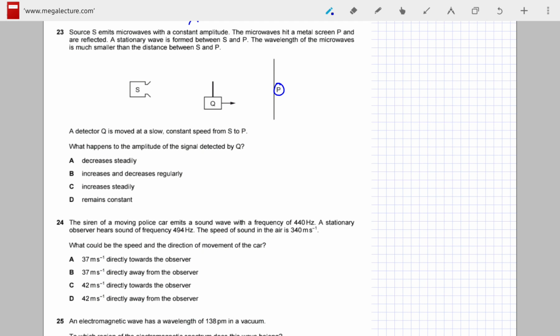Well, we know that the amplitude of the signal detected by Q will increase and decrease regularly, and that's due to the presence of nodes and antinodes, right? So that is due to the superposition of stationary waves that are formed between S and P. So the amplitude of the signal that is detected by Q should increase and decrease regularly. So the answer is B.